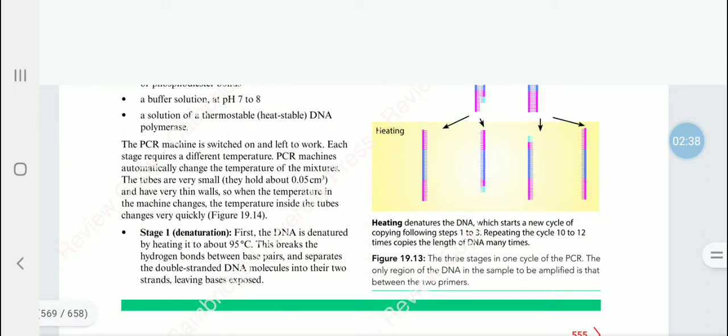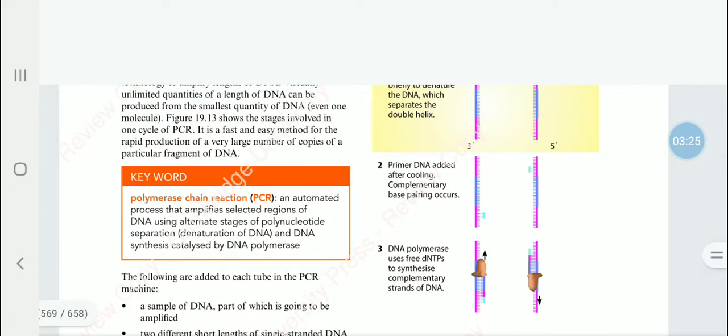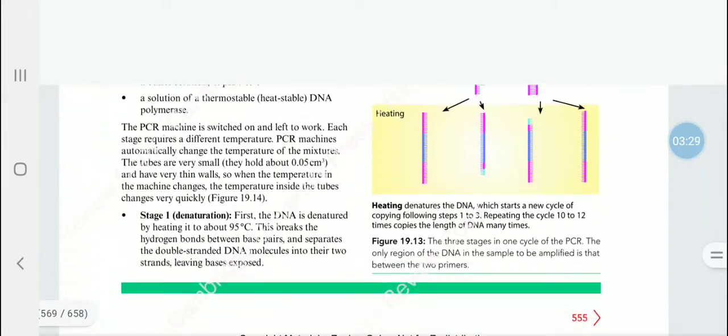When the PCR machine is switched on, it will have very small tubes to maintain the temperature. These tubes would have only about 0.05 cubic centimeters of volume, so they will be working with very small amounts of material. In the first step, the DNA is denatured by heating it up to 95 degrees Celsius. That will denature it, break the hydrogen bonds between base pairs, and separate the double-stranded DNA molecule into two strands. The bases would be exposed.